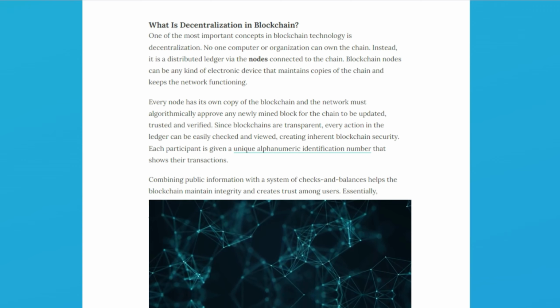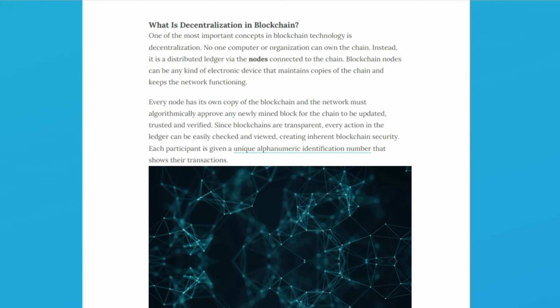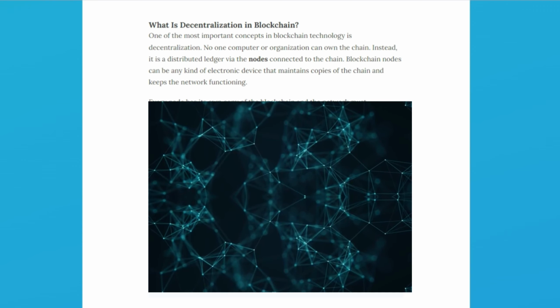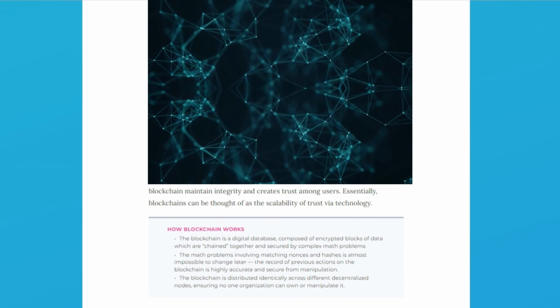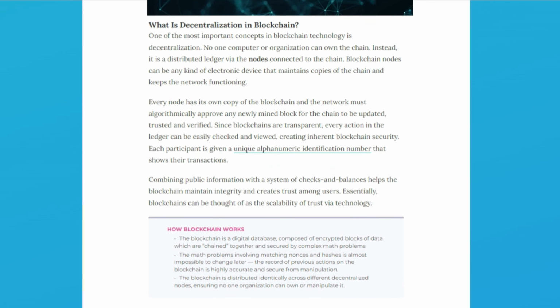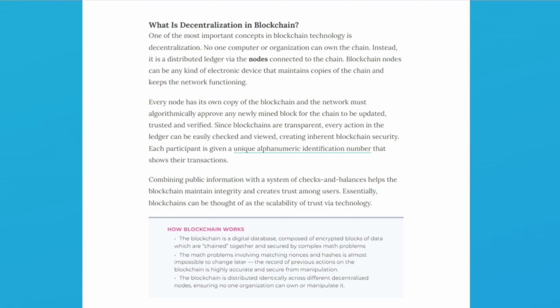Since blockchains are transparent, every action in the ledger can be easily checked and viewed, creating inherent blockchain security. Each participant is given a unique alphanumeric identification number that shows their transactions. Combining public information with a system of checks and balances helps the blockchain maintain integrity and creates trust among users. Essentially, blockchains can be thought of as the scalability of trust via technology.